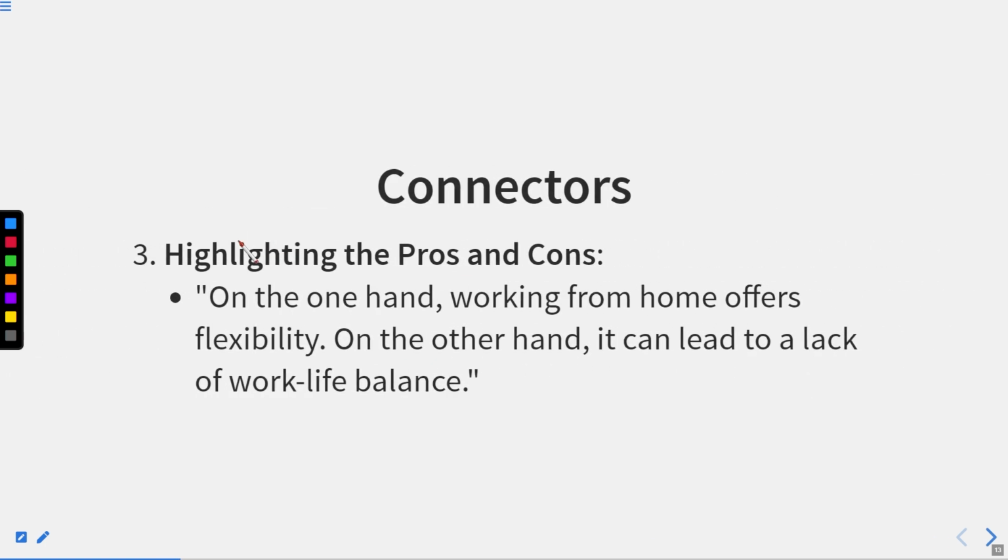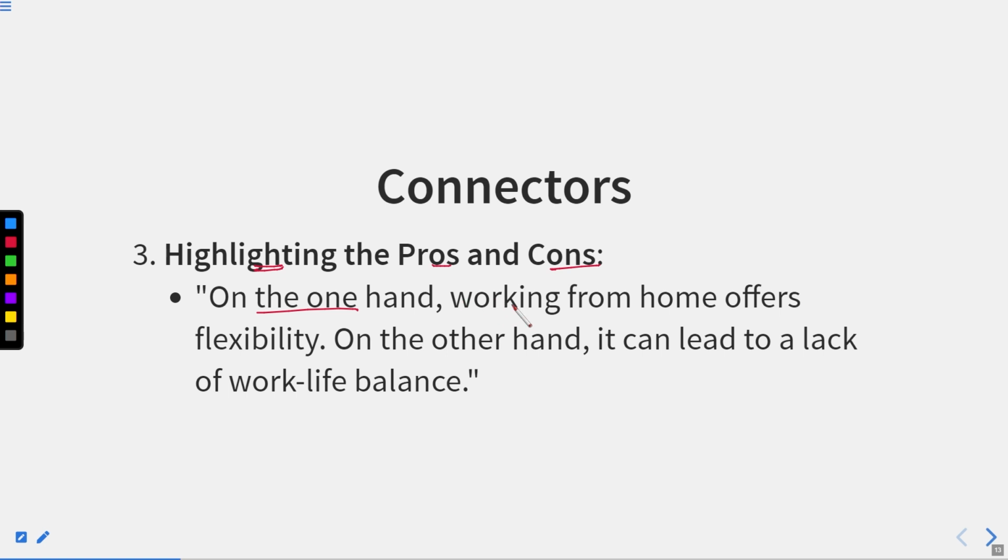Okay, now the third one is highlighting the pros and cons. Again, as I told you, it will show you the advantage and disadvantage of the same thing. Now here we are talking about pros and cons. Pros and cons is a phrase that is used for advantages and disadvantages shown together.